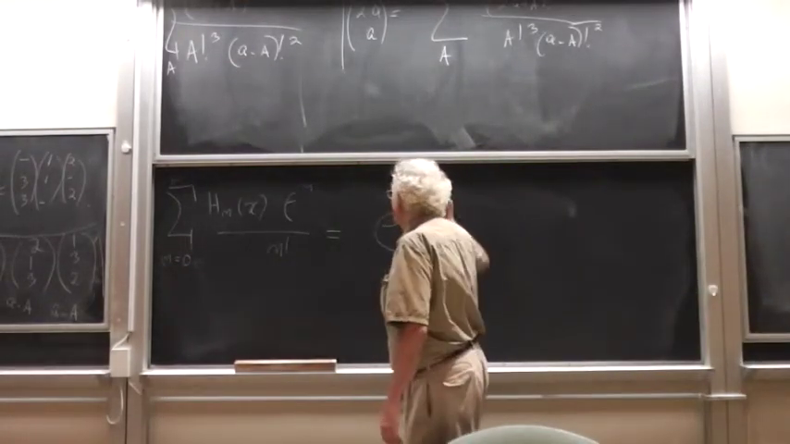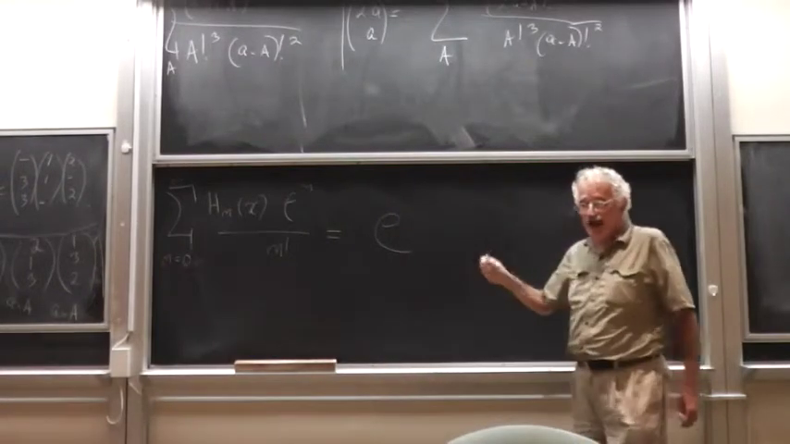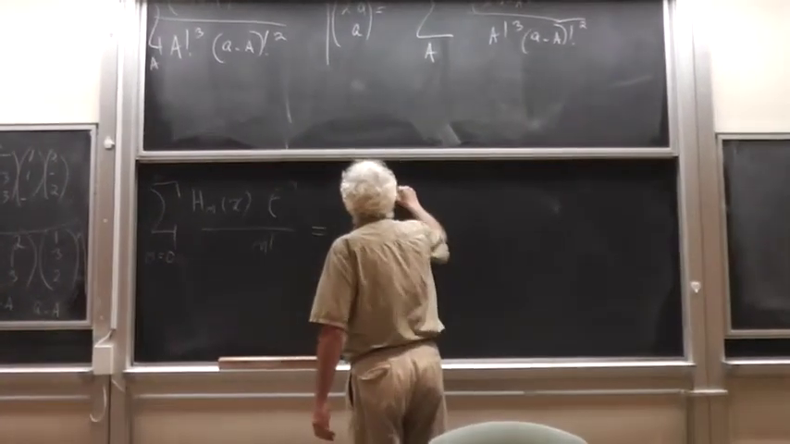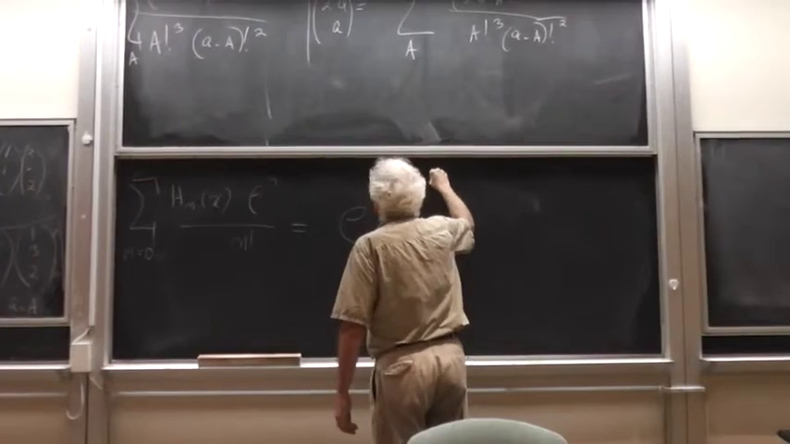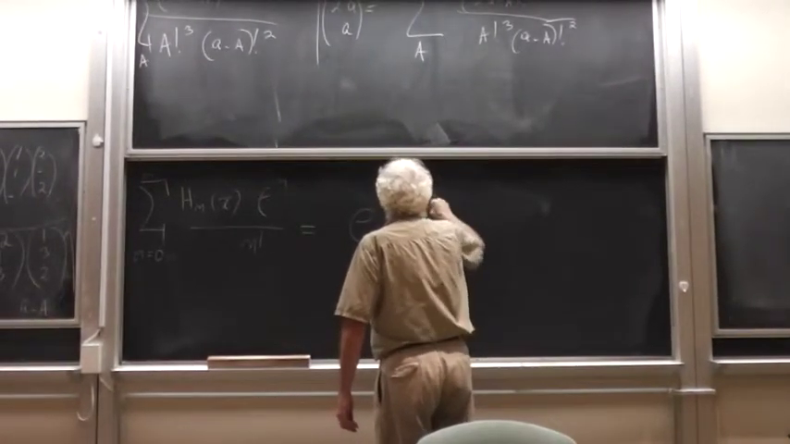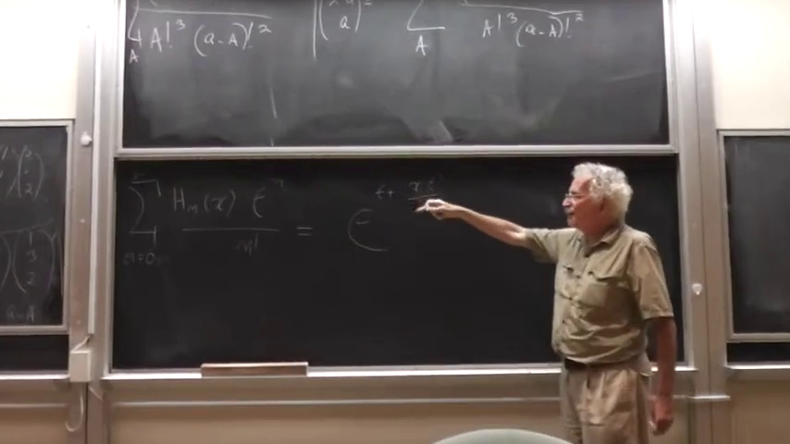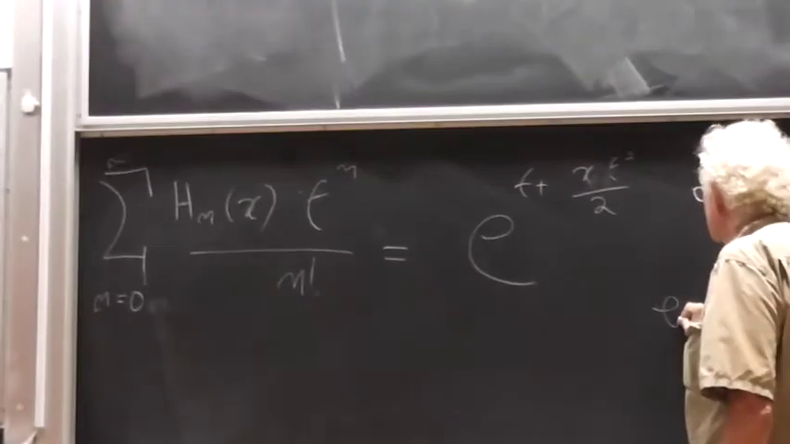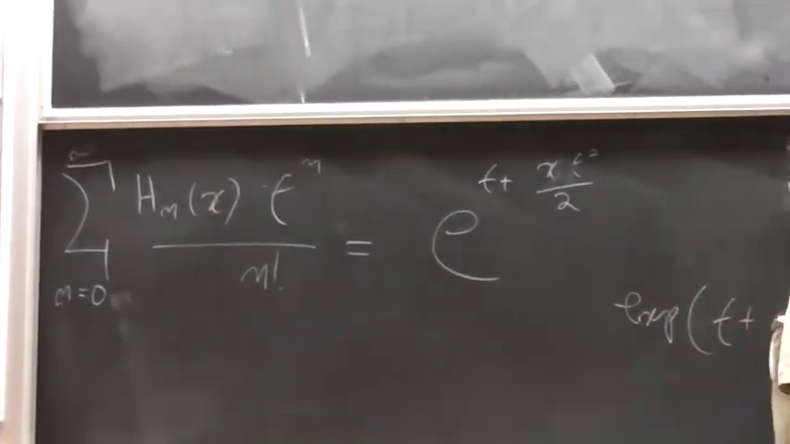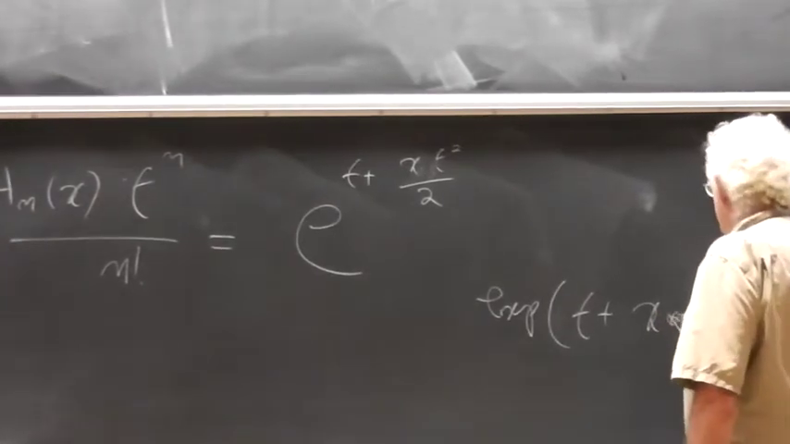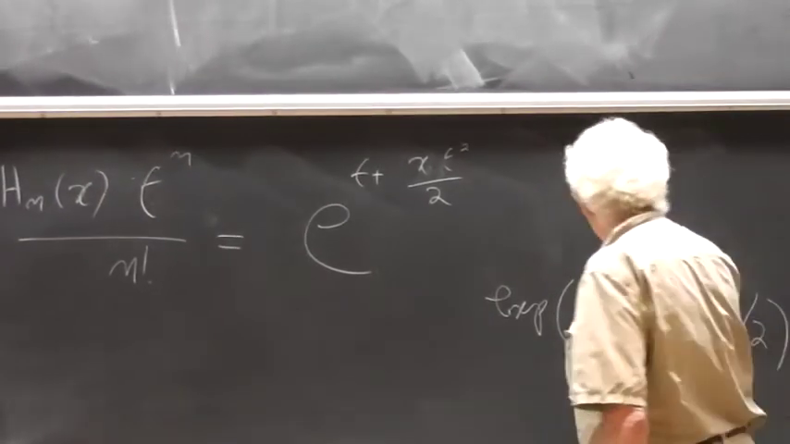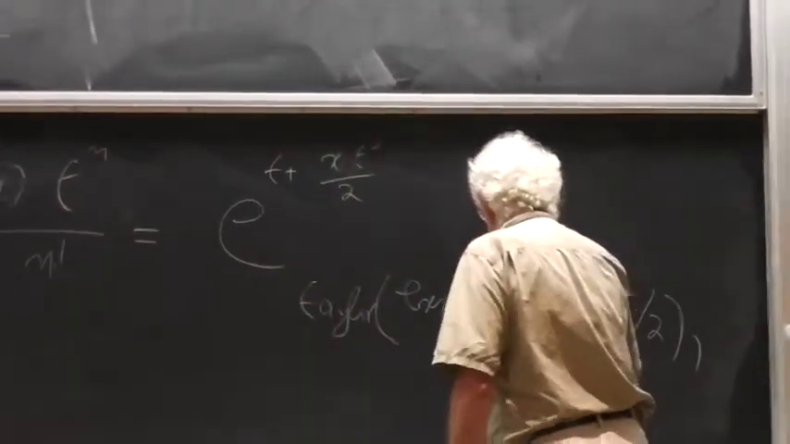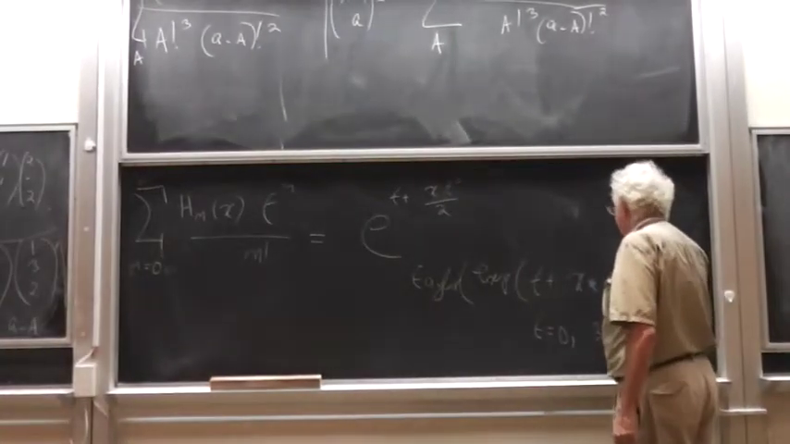So it's either a theorem, if you define the Hermite polynomials another way, or it could be used as a definition. It's e to the t plus x t squared over 2. So now in Maple, you can very easily crank out the first 100 terms. You go to Maple, you do e to the t plus x times t squared over 2, and then you do Taylor, t0, I don't know, 30, let's say.